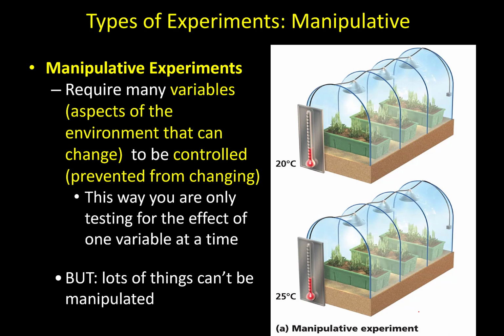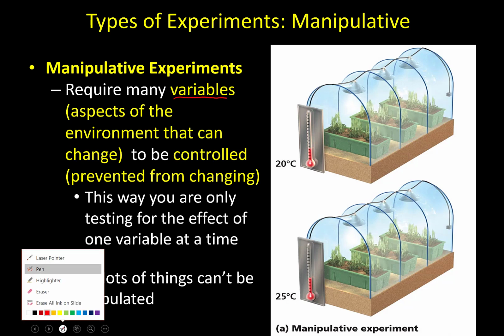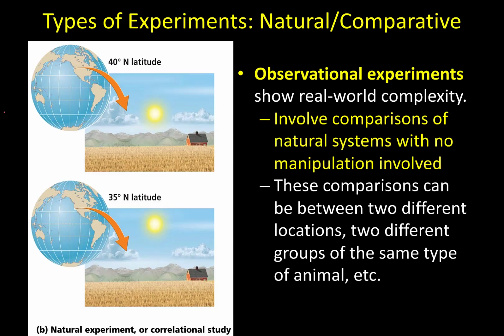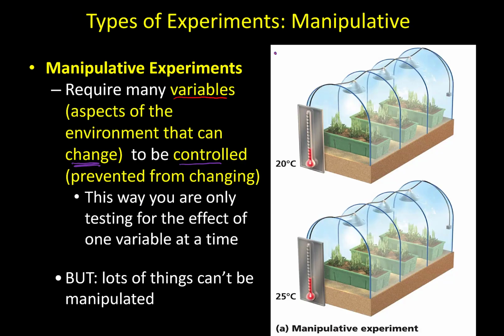Now, manipulative experiments require that things called variables be regulated and controlled. So variables are aspects of the environment that can change, and those changes might affect the result of your experiment. That's why you want to control them, which just means prevent them from changing. All those factors that I listed as being the same between our two greenhouses, all of those were variables. Temperature was the one that we were actually interested in.